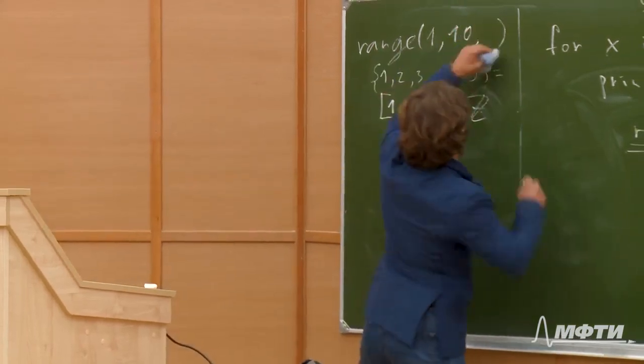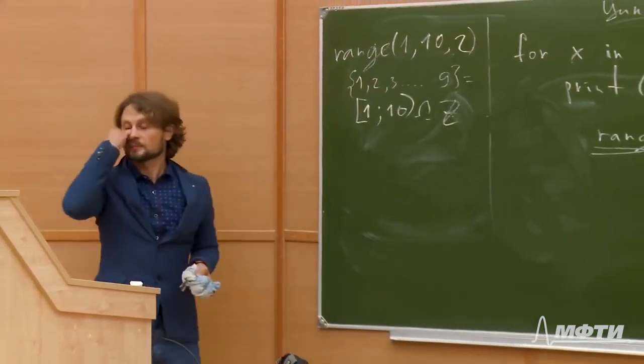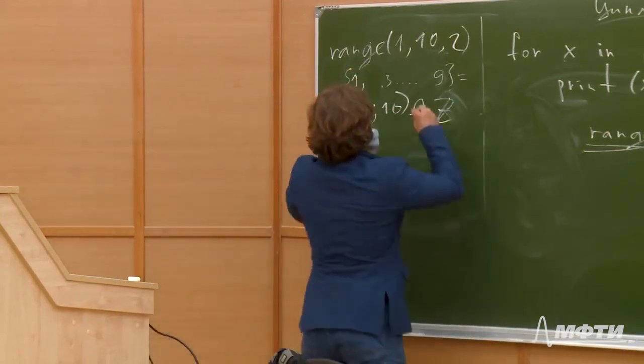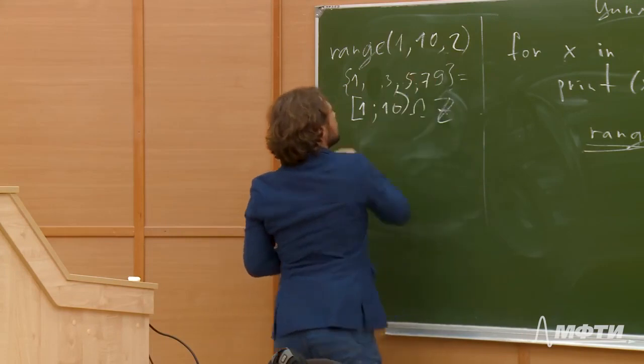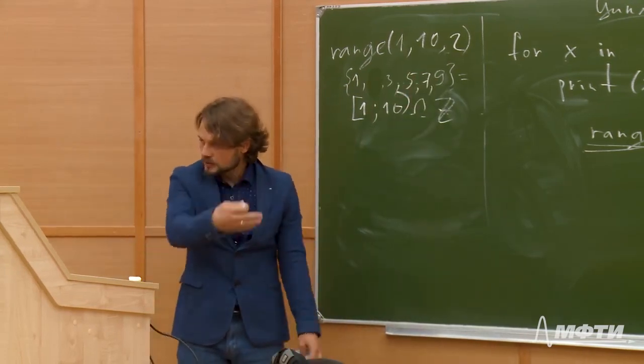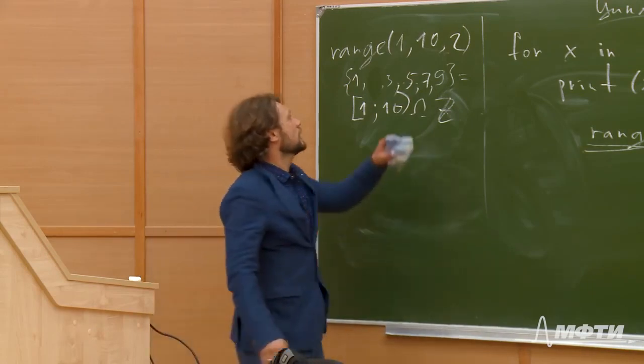If I put a 2 here, what will happen? 1, 3, 5, 7, 9, right? Yes, 10 is not included. The number 10 is always not included here. What if I want the opposite?